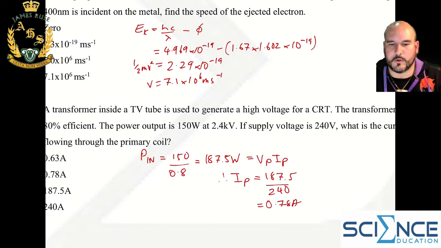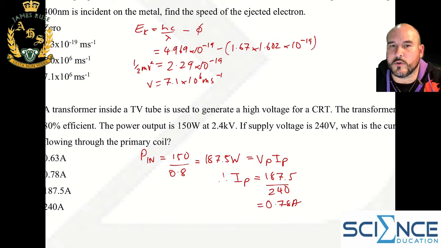Okay, now question 4, a non-ideal transformer, we're told that it's 80% efficient. The power out is 150 watts. That is only 80% of the power input. So it would be fair to say that power out is power in times 0.8, or power in is power out divided by 0.8, which gives us 187.5 watts.